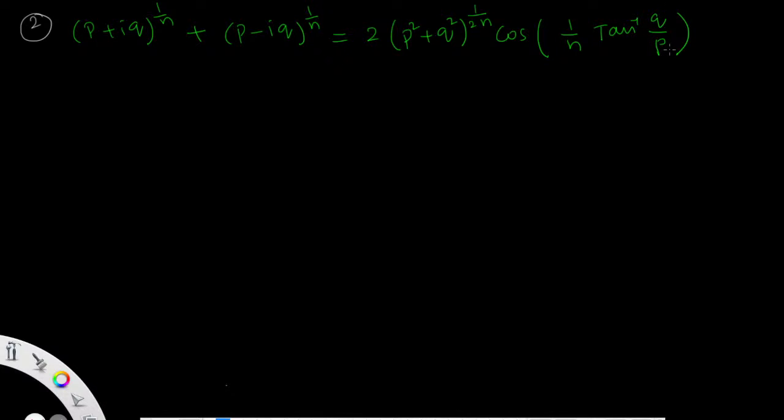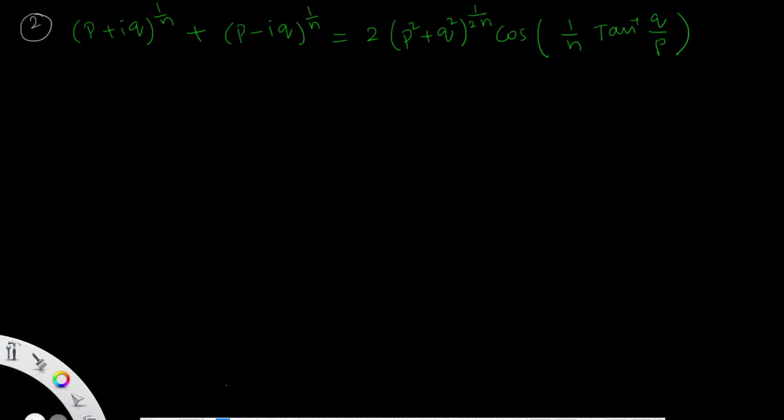So that is the same, but different complex numbers are given. In the previous question 1 plus i was given; here p plus iq is given. p plus iq whole to the power of 1 by n plus p minus iq whole to the power of 1 by n equals 2 into p square plus q square whole to the power of 1 by 2n into cos of the multiple angle, 1 by n into tan inverse of q by p.